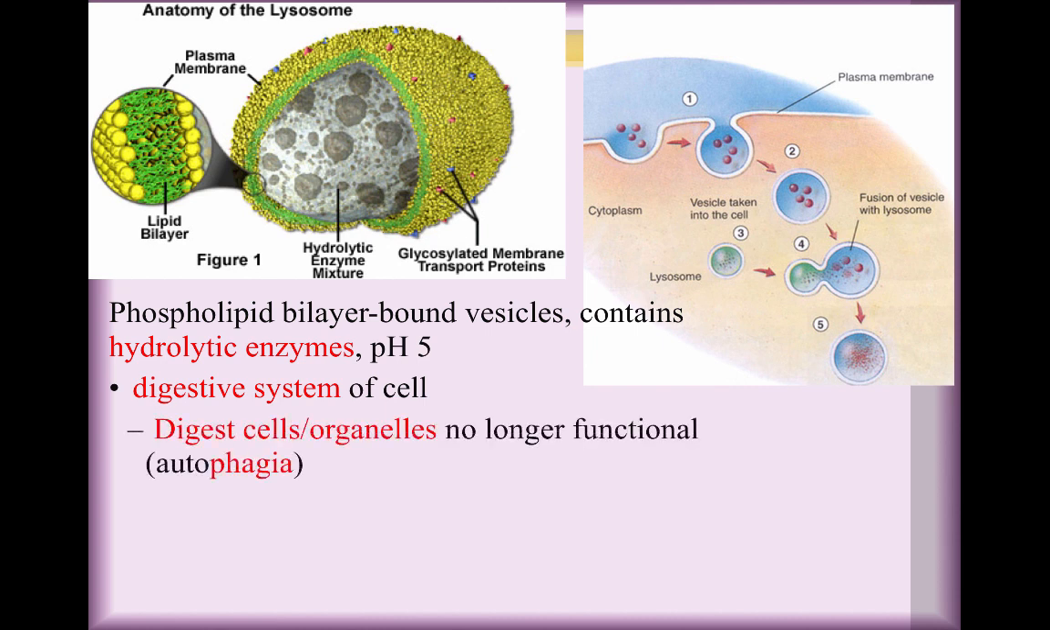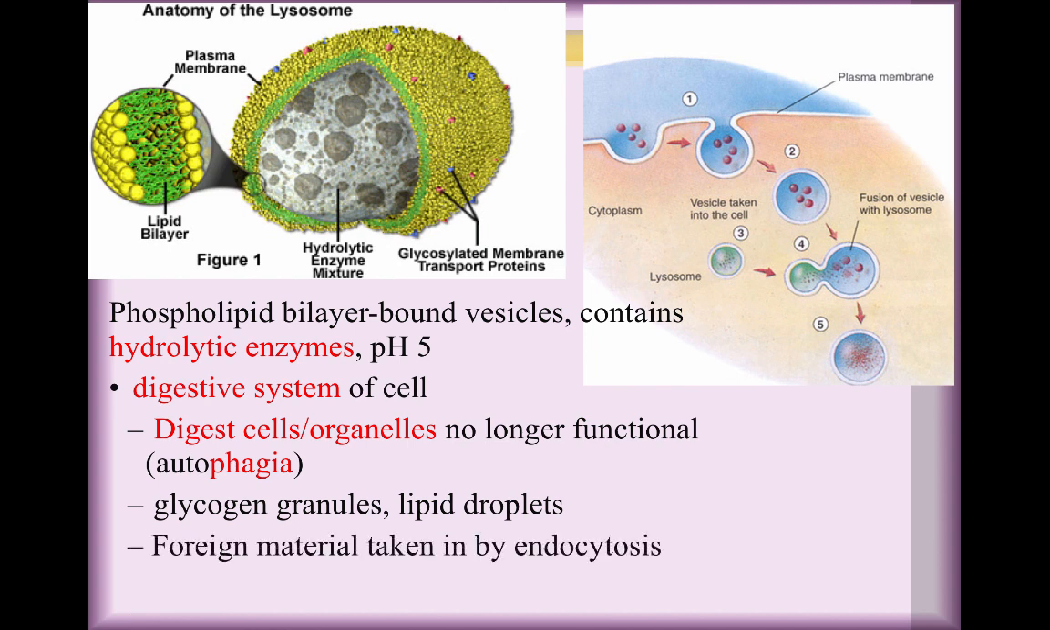And it can digest a number of things. For one thing, it can actually digest worn out cells that are brought into a phagocyte, or it can digest organelles that need to be replaced. They're old, they're worn out, they don't function anymore. Well, you know that phage means to eat, and auto is self. So autophagia is this eating of its own things, own cells, own organelles. It can also break down glycogen granules to get glucose to be used in cellular respiration, or it can break down lipid droplets to also help with energy metabolism.